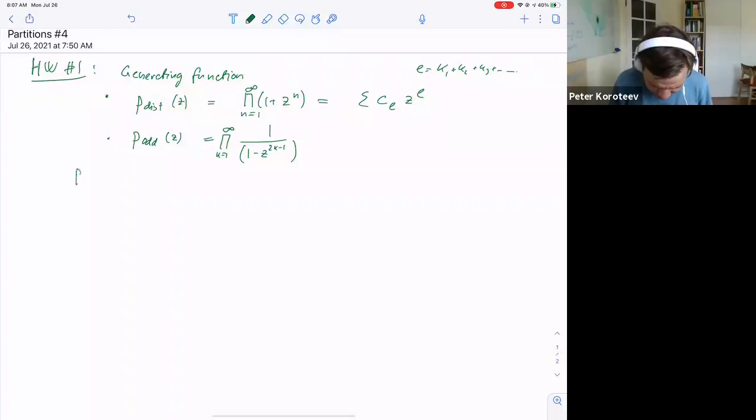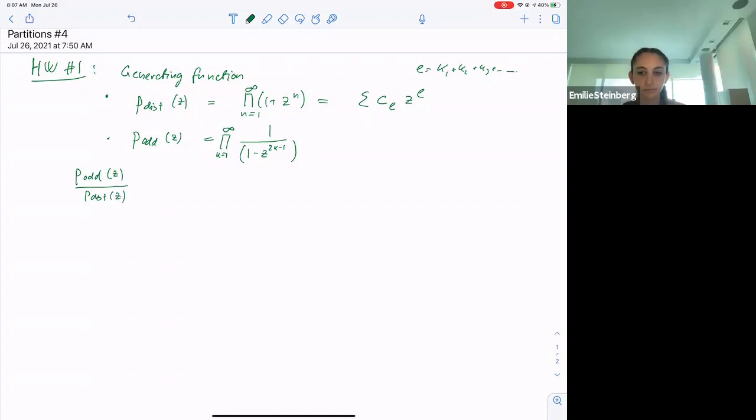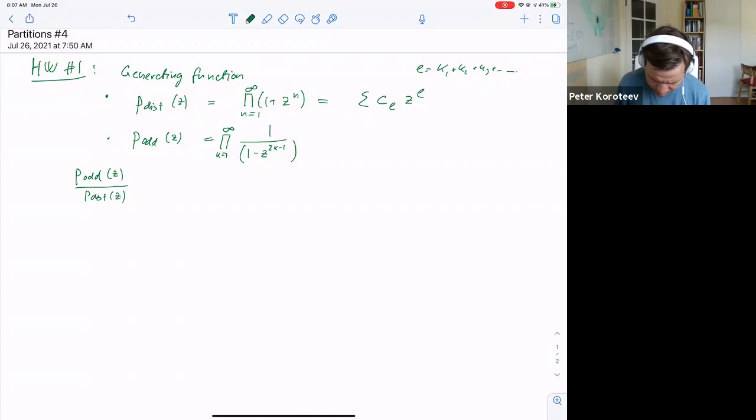Okay, so do you want to write the p odd first in a different way, or just divide p odd by p distinct? So these are the functions, right? So with this now you just divide them or what? Can you repeat again the first sentence? So what do you want to do first?